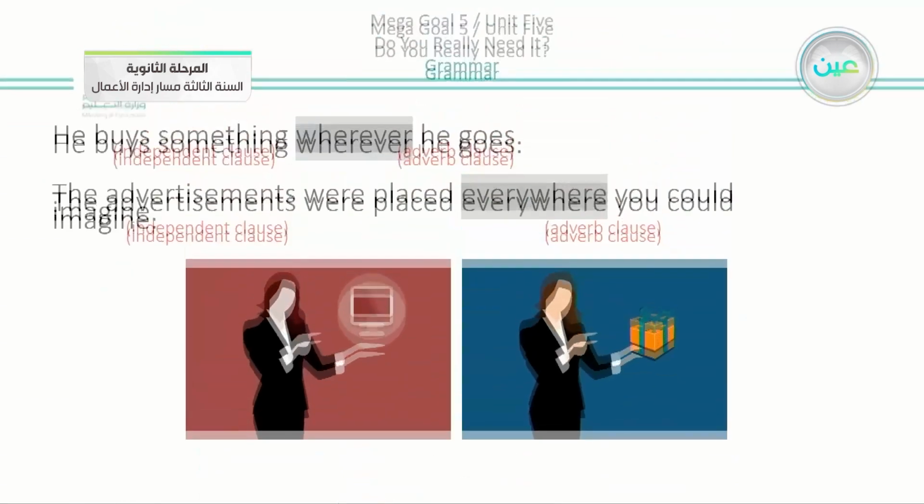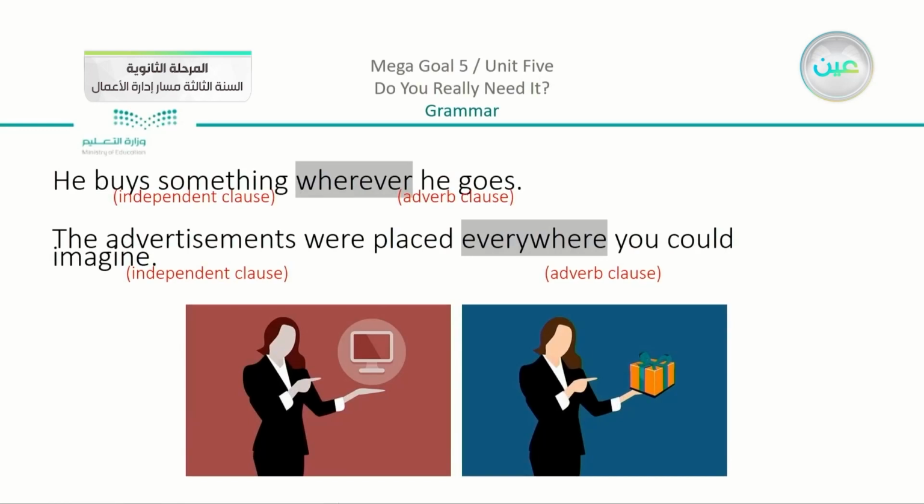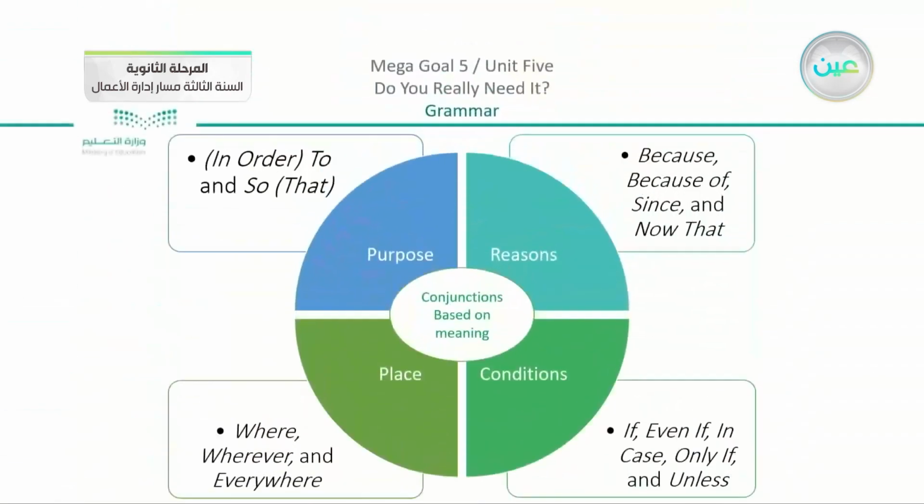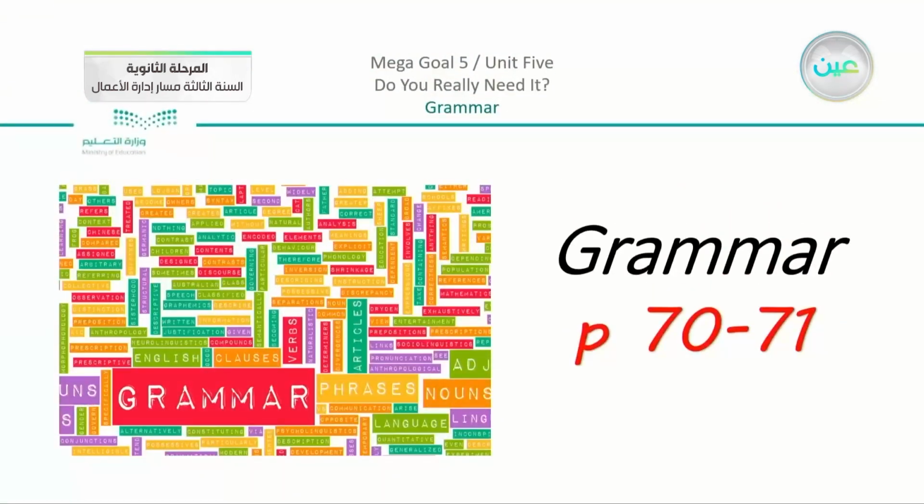Now our last part here is: he buys something wherever he goes, or the advertisements were placed everywhere you could imagine. It is very clear from everywhere and wherever that it shows place. And this completes our fourth part, or the fourth group here in the adverb clauses. Now we have here where, everywhere, and wherever. They all give you the meaning of place. Now here you can see that we have all four groups. We have our complete lesson about adverb clauses, and you can see the lesson on pages 70 and 71.